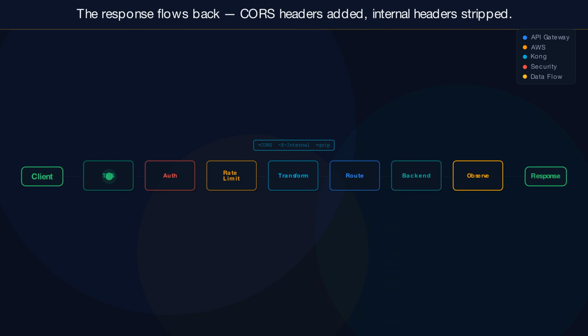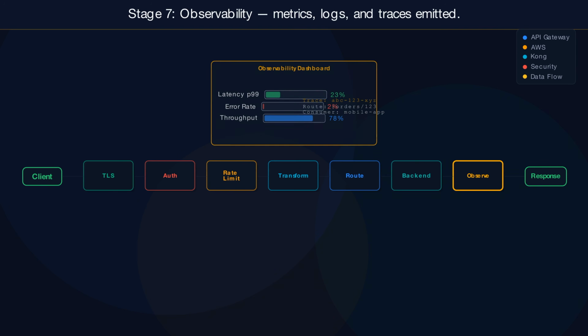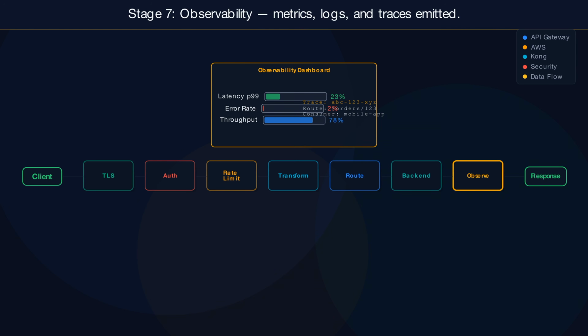CORS headers are added for browser clients. Internal headers are stripped. gzip compression is applied to reduce bandwidth. Stage 7, observability. The gateway emits 3 types of telemetry: metrics, latency percentiles, error rates, throughput per route; structured logs, consumer identity, route matched, response status; distributed traces, propagated trace IDs connecting the client request to every backend hop.